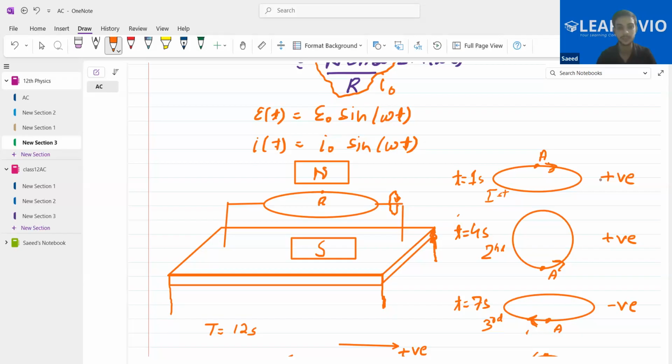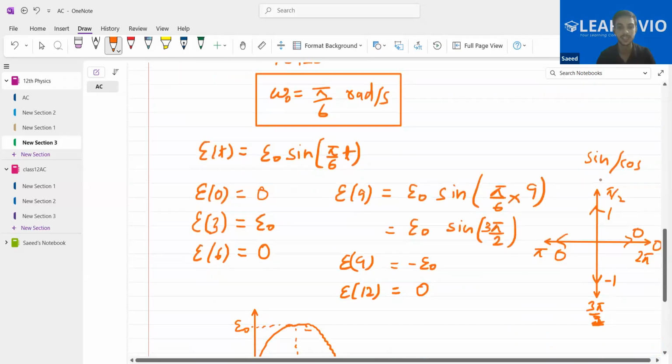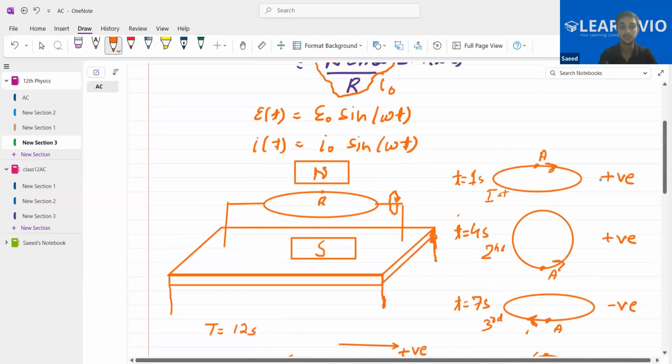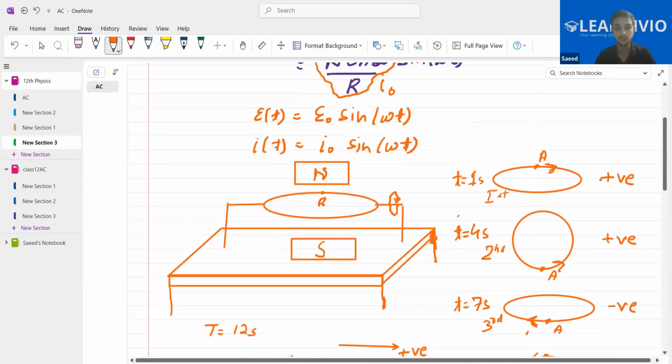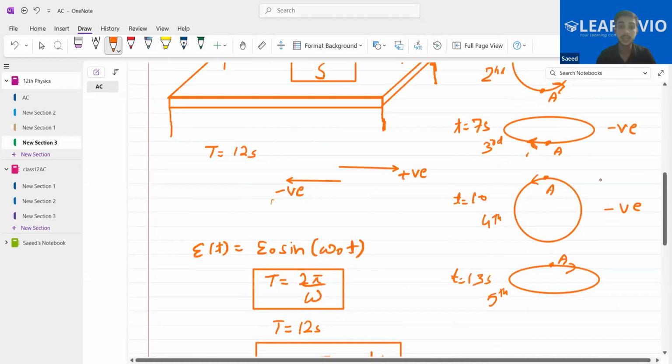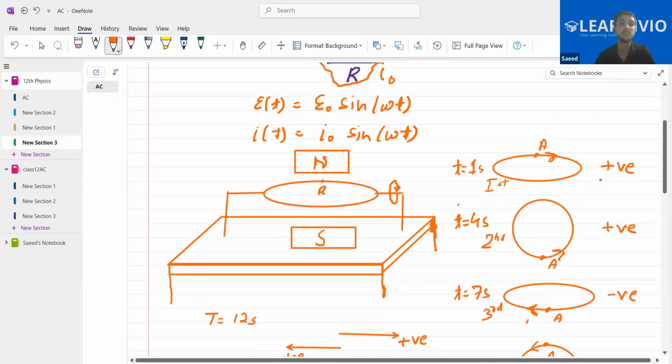Otherwise, many people I used to just derive this equation and show from the equation that the EMF is sometimes positive, sometimes negative, but here we derived it from the mechanical setup also. Understood? So this is how the AC current is being generated.